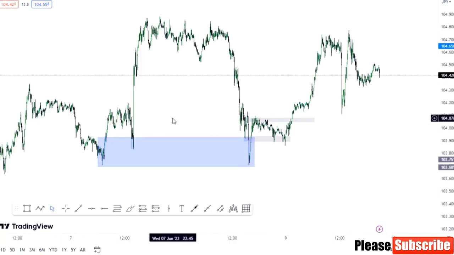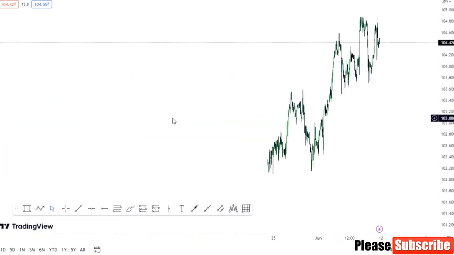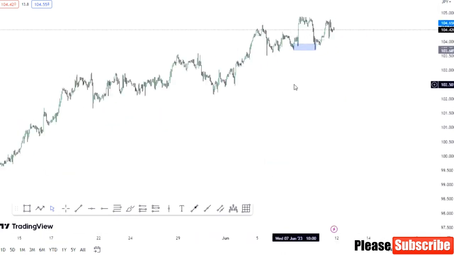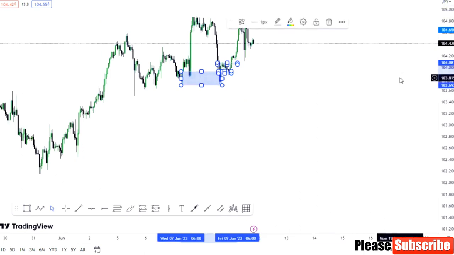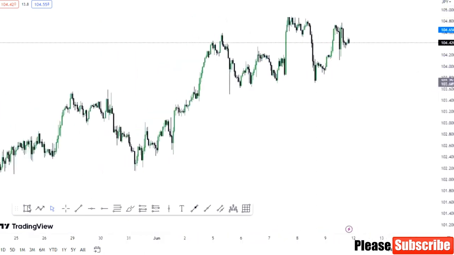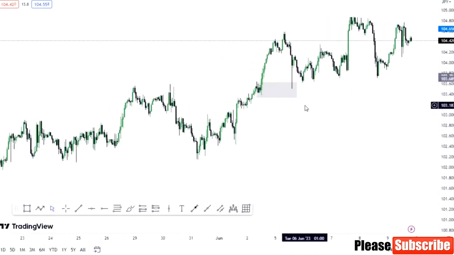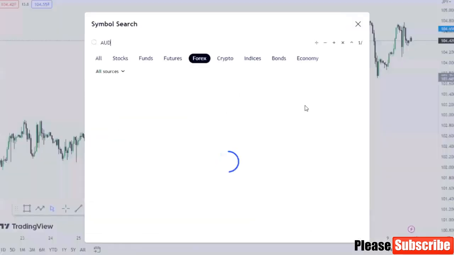Now let's get another example. Go down to the 1 hour. Let me clear all of this, and then let's see. Now you can see we have this area here. Let's pick a random pair. Let's go AUD CAD.